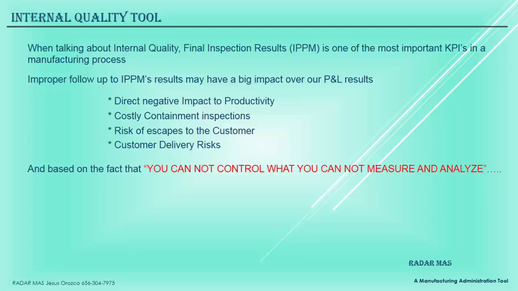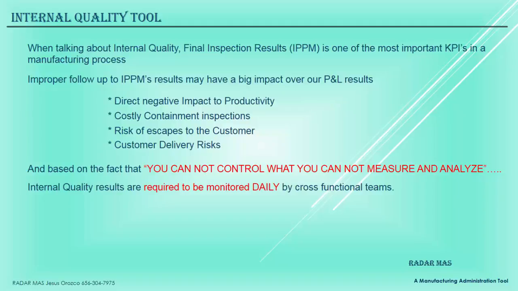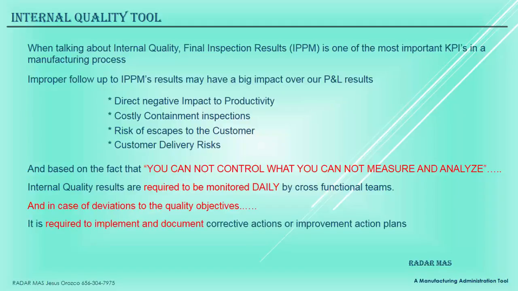Based on the fact that you cannot control what you cannot measure and analyze, internal quality results are required to be monitored daily by our cross-functional teams. In case of any deviation to the quality objectives, it is required to implement and document corrective actions or improvement action plans.